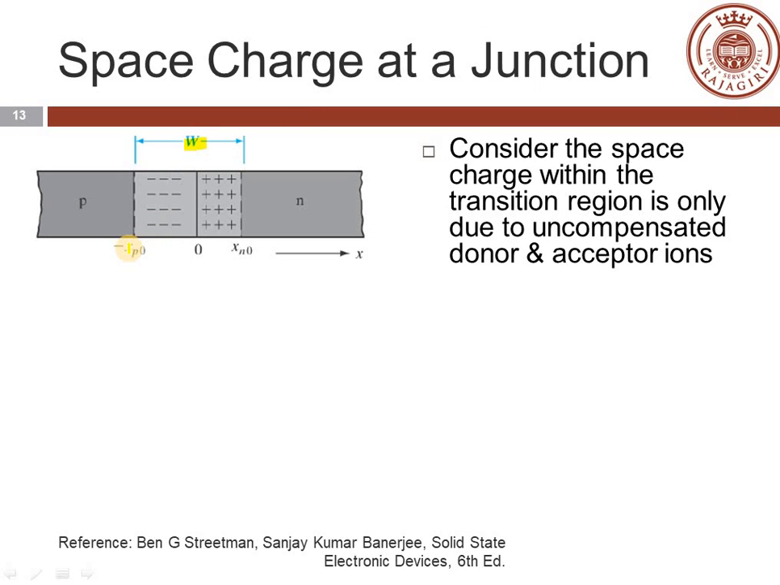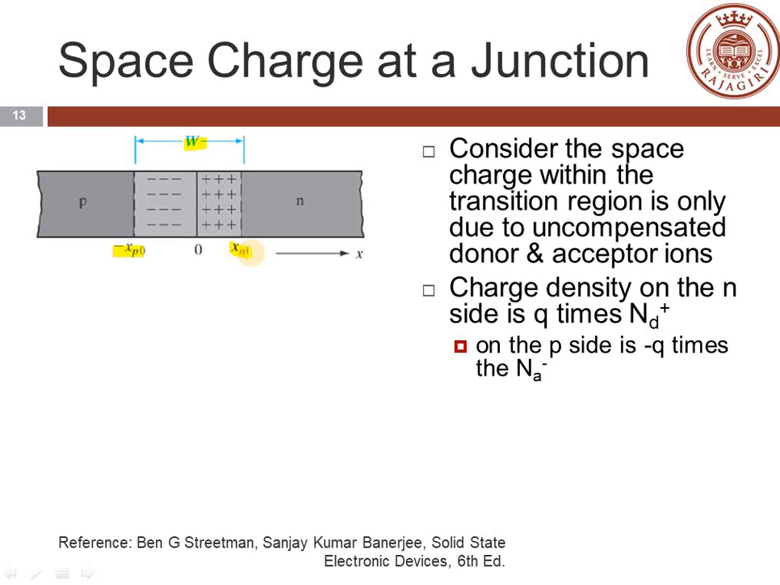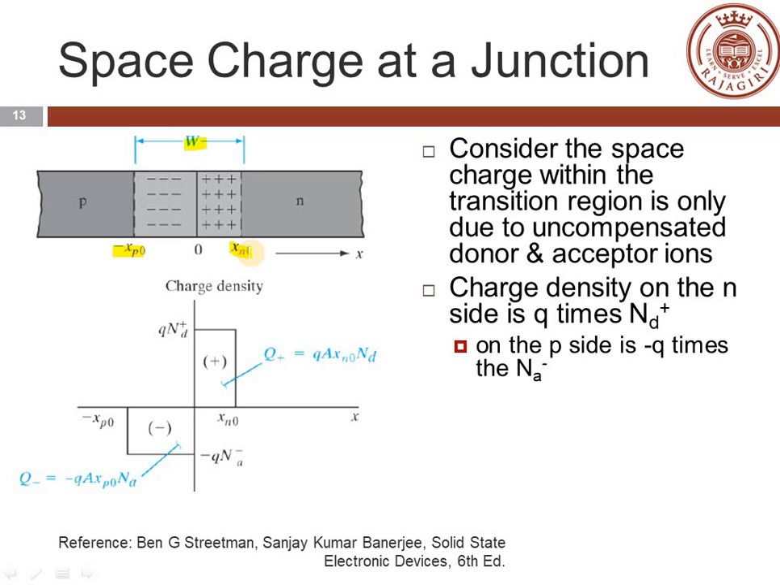The edges of the transition region are x0 towards the P region and x0 towards the N region. Now, the charge density on the N side is Q times Nd plus. Similarly, the charge density on the P side is minus Q times Na minus. So we can plot it like this. Charge density on the N side is Q times Nd plus, and charge density on the P side is minus Q times Na minus.